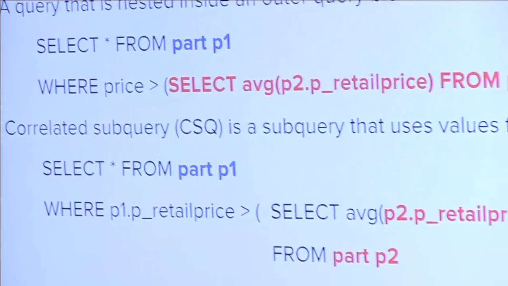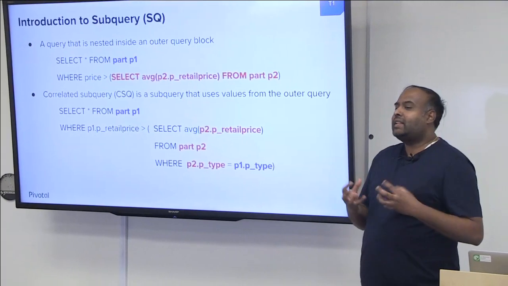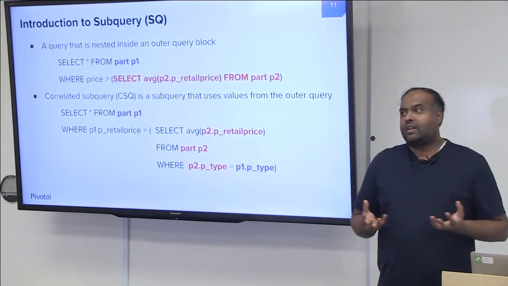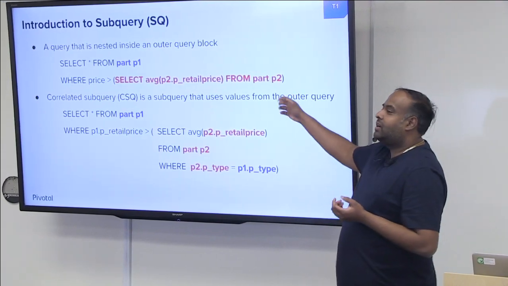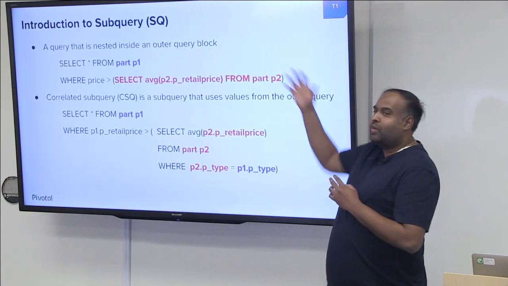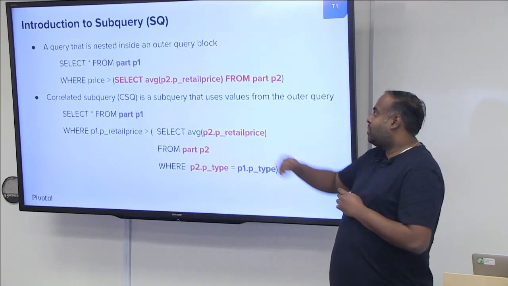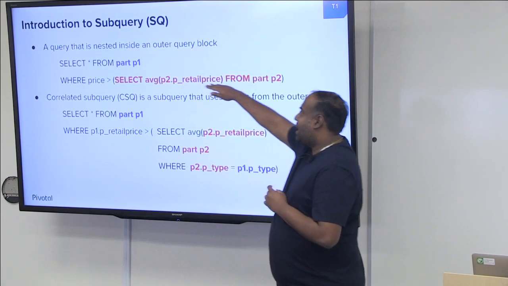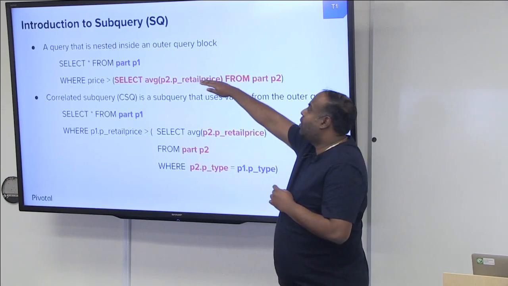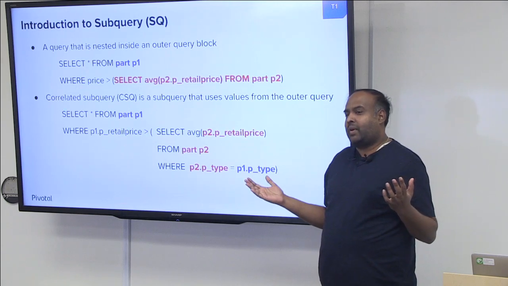So let's start off with subqueries before we go into correlated subqueries. A subquery is a query that is nested in another query. For example, here, this subquery is nested inside the where clause. The blue represents the outer, and the red represents the inner. Here, there is no correlation or no variable from the outer coming into the inner. So this is a simple subquery.